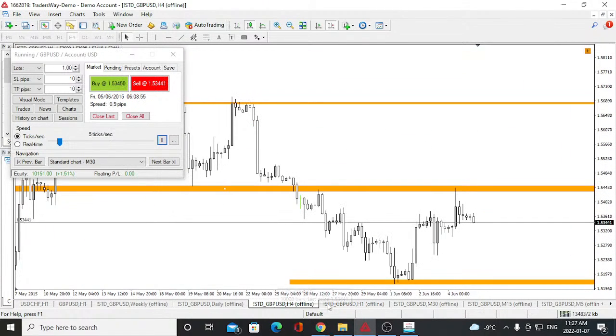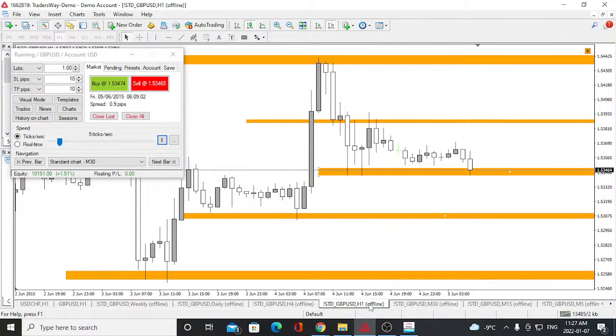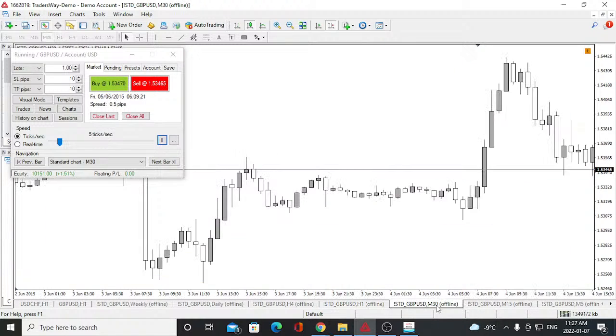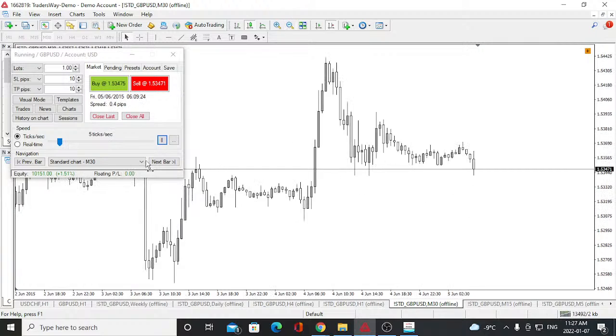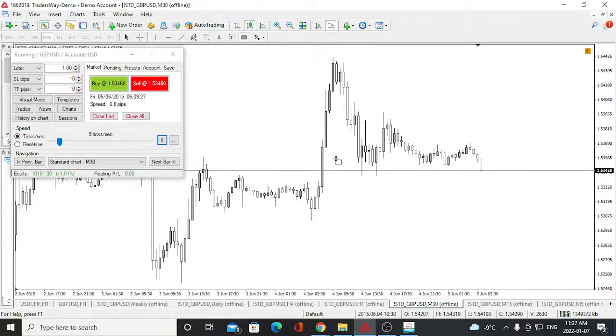In the meantime, we were just in the 1 hour, so that's a wick. We have to keep that in mind, right? All of this is a wick. Price said I'm going to push all the way up and then push down and wick out before the 4 hour closes. So let's go to the minute 30, zoom out, and see what this looks like.